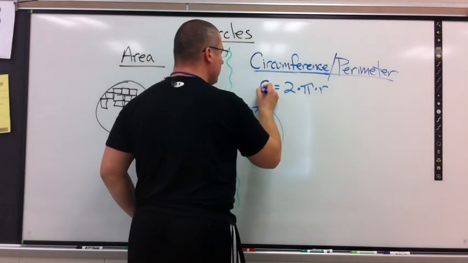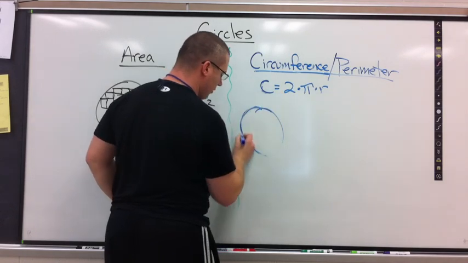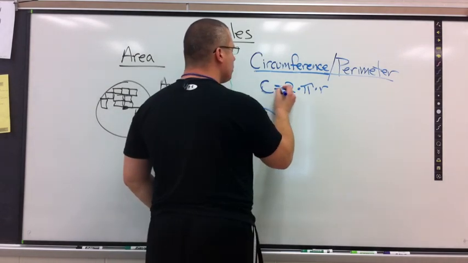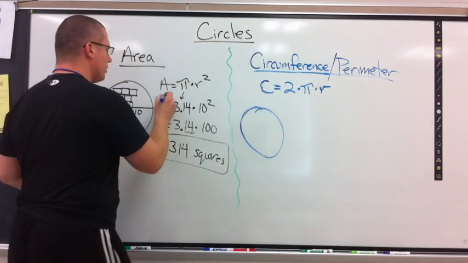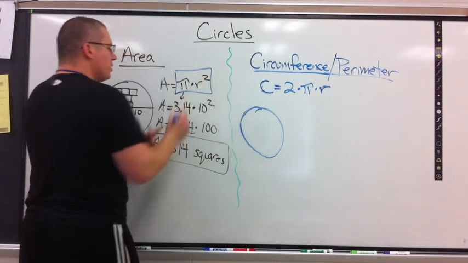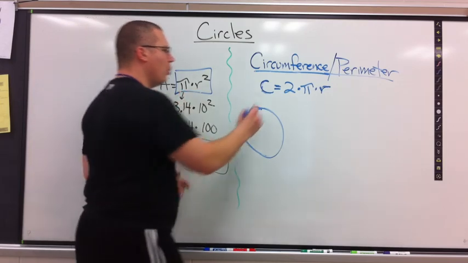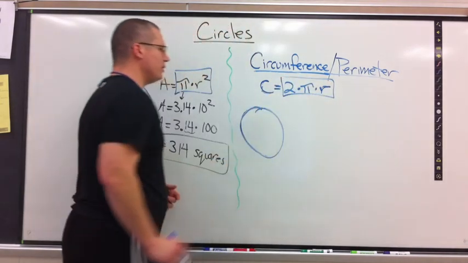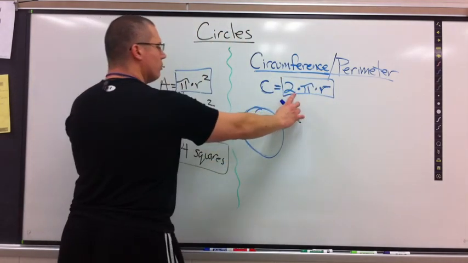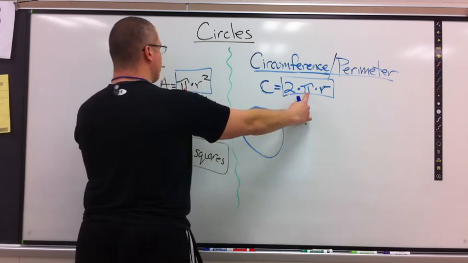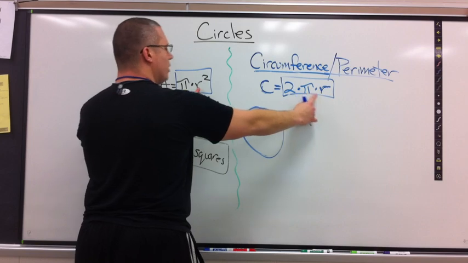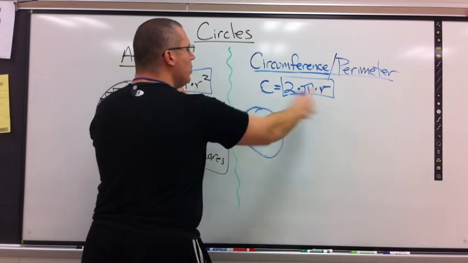So what is the formula? C equals circumference, distance around, equals 2 times pi times r. Now I want you to look at this. What does this formula have in it? Do they both have a 2? Yes. Do they both have a pi? Yes. Do they both have an r? Yes. How do you tell which is which?